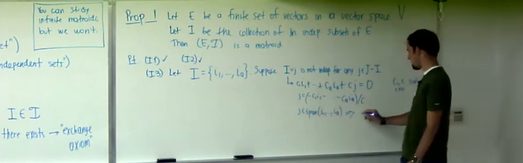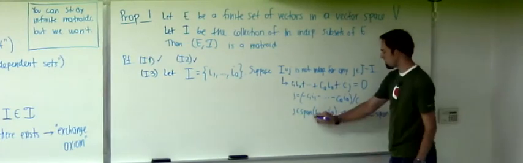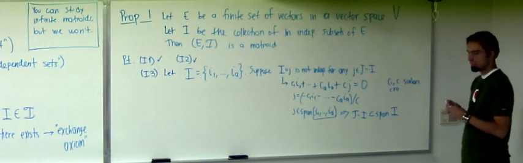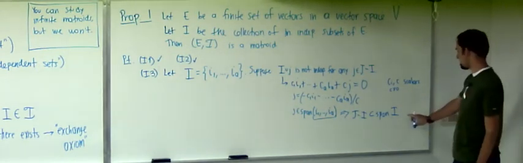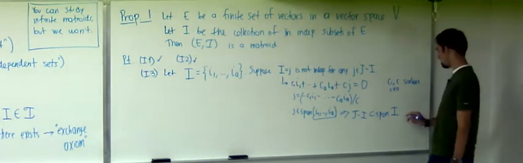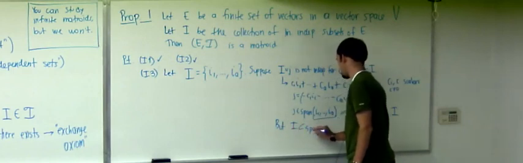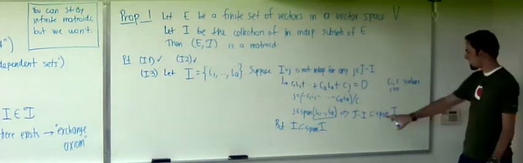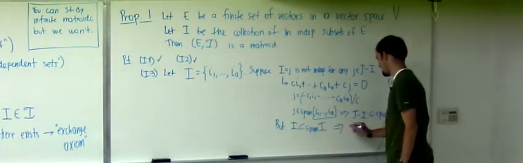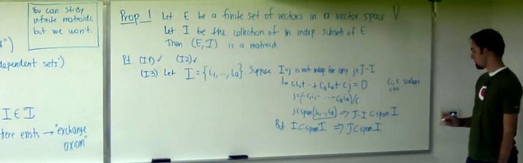In other words, J minus I is included in the span of these guys, and remember that this is just I. Okay? So J minus I is included in the span of I, and of course, I is included in the span of I. So if J minus I is included in the span of I, and I is included in the span of I, that means that their union is in the span of I. Okay.